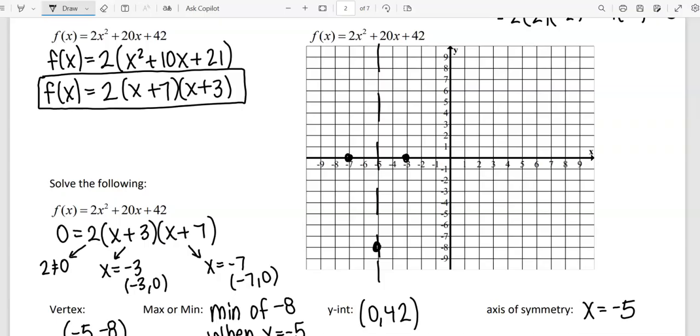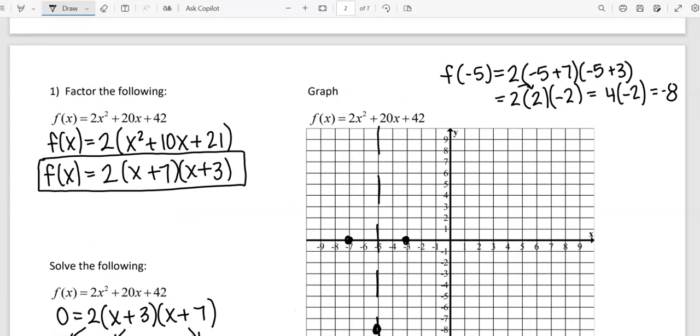What's between where my vertex is and my x-intercepts as far as an x value goes? Yeah, I would like a point somewhere in here. So I could either make x equal negative 6 or I could make x equal negative 4, right? Which one's smaller? Negative 4. So maybe we make x equal negative 4 somewhere. Let's go x equals negative 4. Let's do it in factored form, though, because that one's nice. F of negative 4 is equal to 2 times negative 4 plus 7, and then negative 4 plus 3.